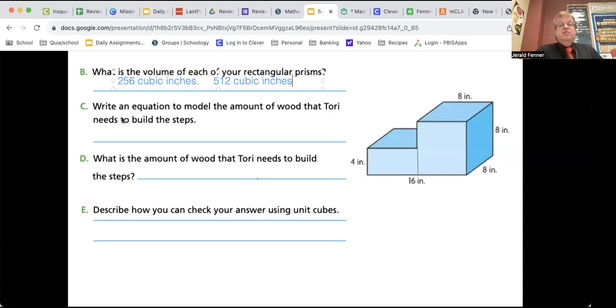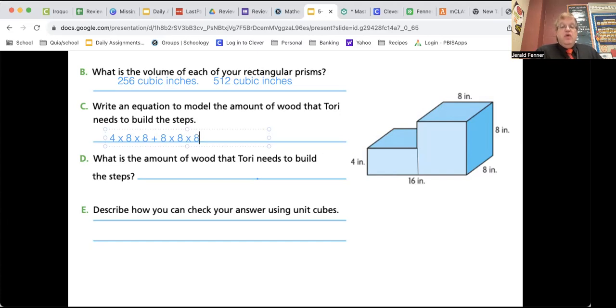So write an equation to model the amount of wood that Tori needs to build the steps. So we're just going to write the entire equation out. The first one would be 4 times 8 times 8. And we're going to add these two together, plus 8 times 8 times 8. And that's our equation.